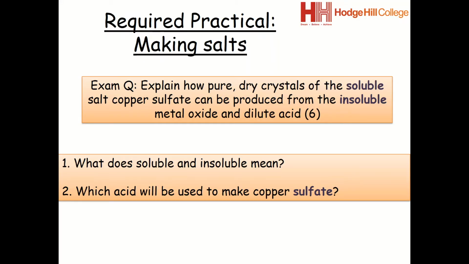Hello everyone, for this lesson you will need a pen and some paper to write on. We're going to continue learning about the Making Salts Required practical, and our aim is to be able to answer a 6-mark question like the one on your screen. So we've got, explain how pure dry crystals of the soluble salt, copper sulfate, can be produced from the insoluble metal oxide and dilute acid, and that is a 6-mark question.